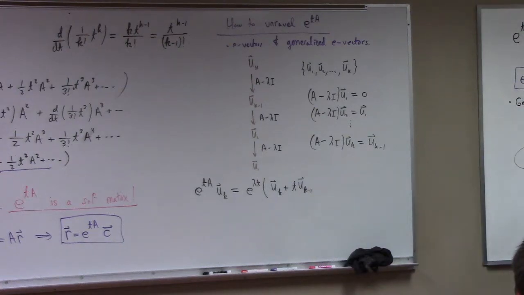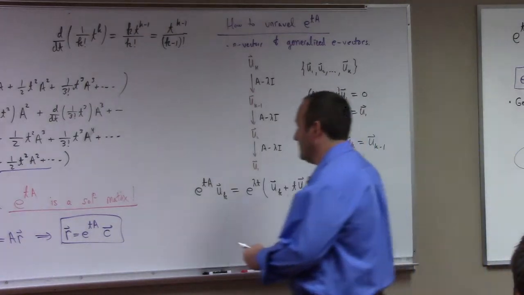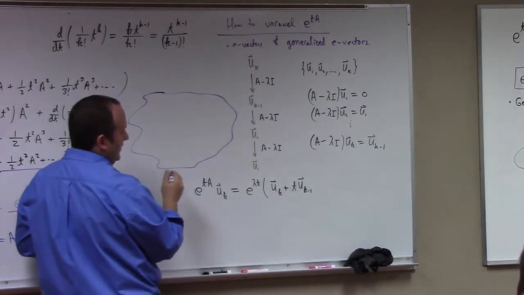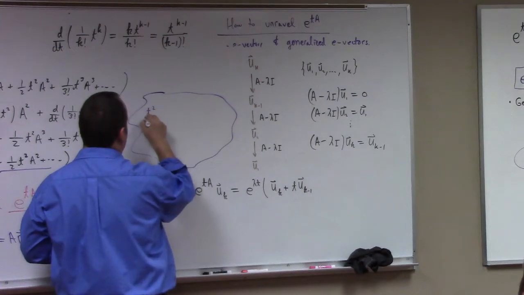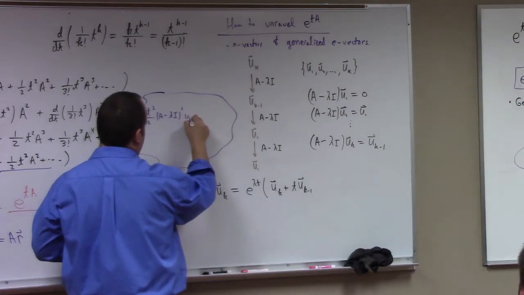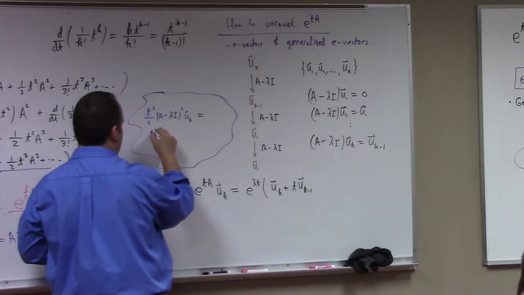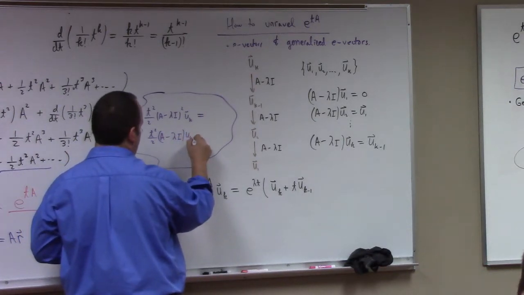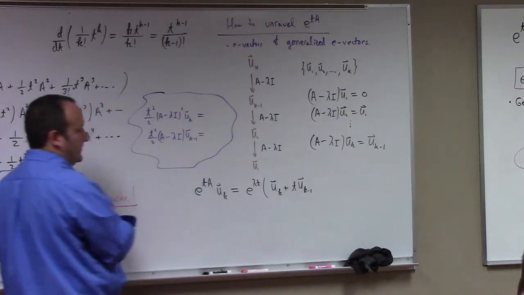Let me write some side calculation. I would love to write it here, but it doesn't seem like it's worthy of staying on the wall forever. So instead I will write the little scribble side calculation over here in a purple bubble. All right, so how about t squared over 2 times A minus lambda I squared uk. What happens with that? We get t squared over 2 times A minus lambda I, right, times uk minus 1 from the first copy of A minus lambda I.